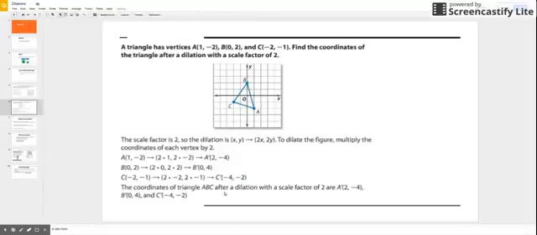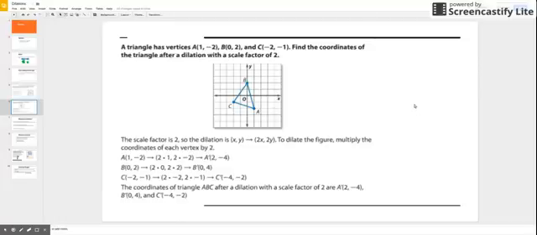The coordinates of triangle ABC after dilation with a scale factor of 2 are A prime is (2, -4), B prime is (0, 4), and C prime is (-4, -2).